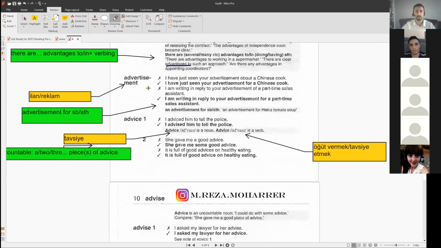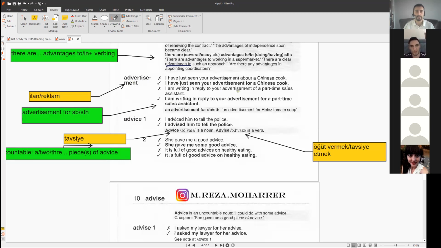Next word is the word advertisement. British people say advertisement. American people say advertisement. Of course, from the class, yes, we have only 5 or 6 minutes, but we continue to finish this part. Advertisement. American advertisement is British. In Turkish, you say ilan or reklam. So who is ready to read advertisement part?